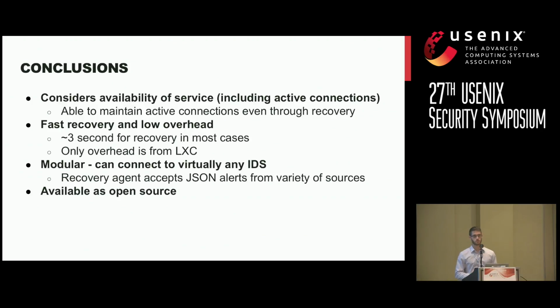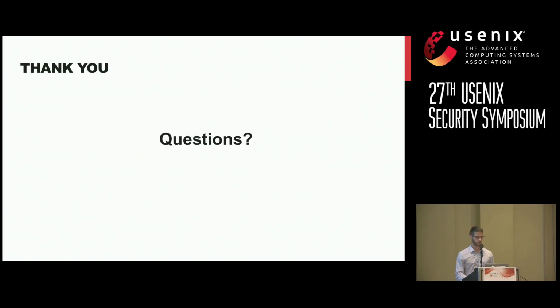In conclusion, we're able to achieve our goal of having the connections maintained through the recovery process. We have pretty low overhead both during runtime and the recovery process. The recovery process takes about 3 seconds, and the overhead is just running the Linux container, which has been shown to be pretty effective. It's modular in the sense that it can accept alerts from a variety of sources. They just need to be JSON formatted and be sent to the IP and port that the agent is running on. All of this is available as open source on GitHub. Thank you, and if you have any questions, I'd be happy to answer them.